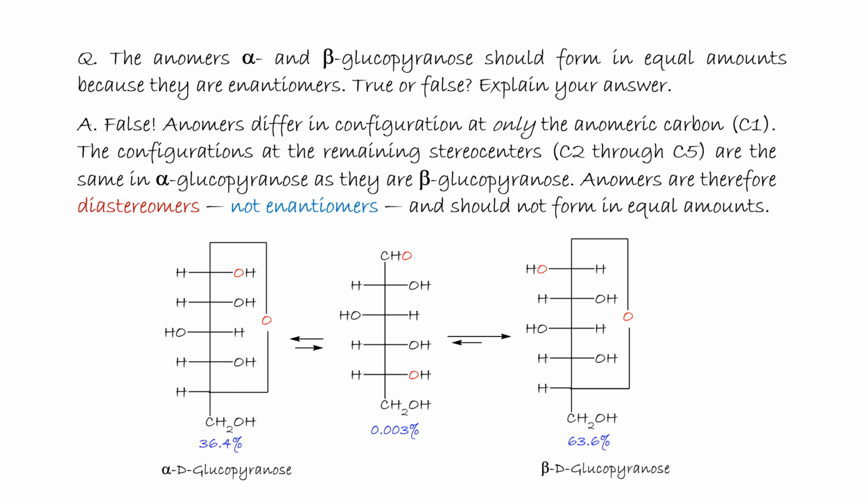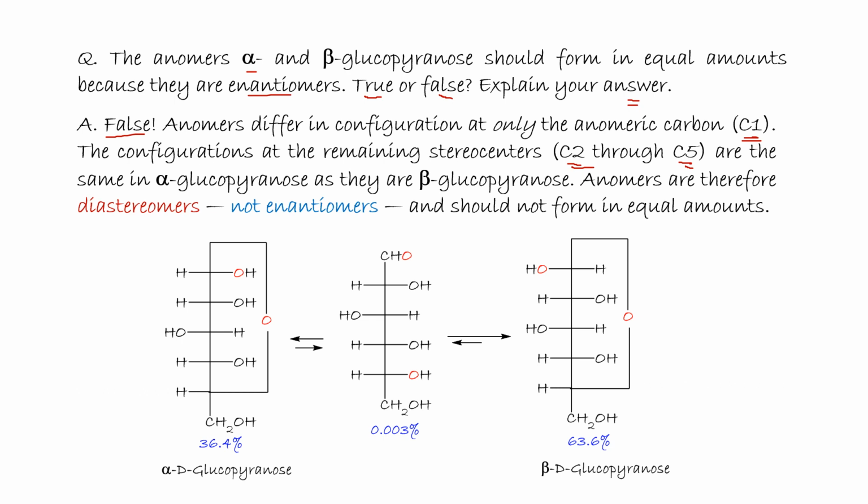Now, let's apply this knowledge. The anomers alpha and beta glucopyranose should form in equal amounts because they are enantiomers. Is this statement true or false? Explain your answer. Well, as we mentioned, this is false. Anomers differ in configuration at only C1. The rest of the stereocenters from C2 to C5 are the same. So they are different only at C1.